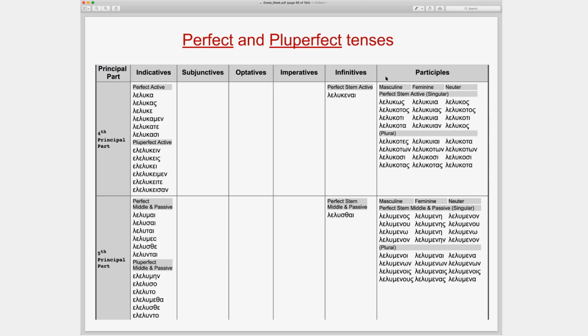Answering again Frederick's question, how would they express something in the past? Well, with the perfect tense. It's been completed. If it's been completed, it has to have happened in the past.